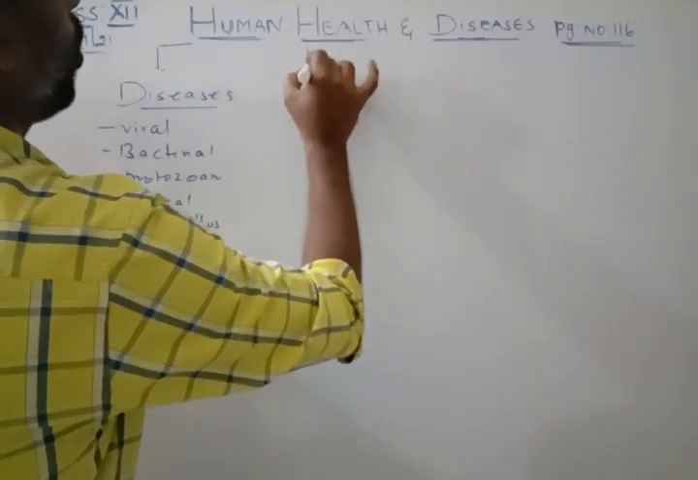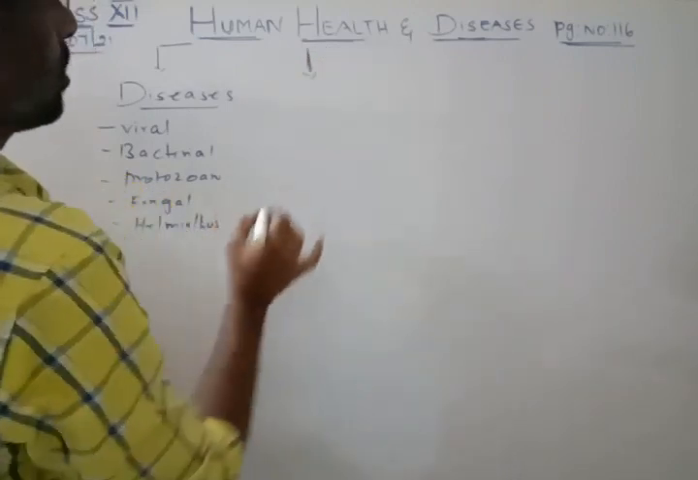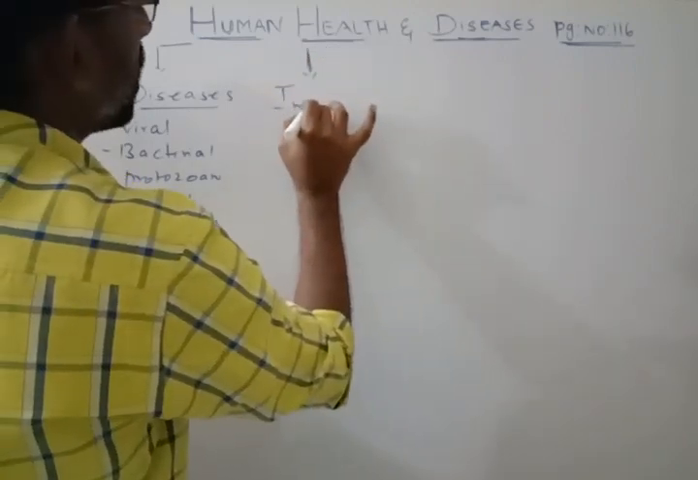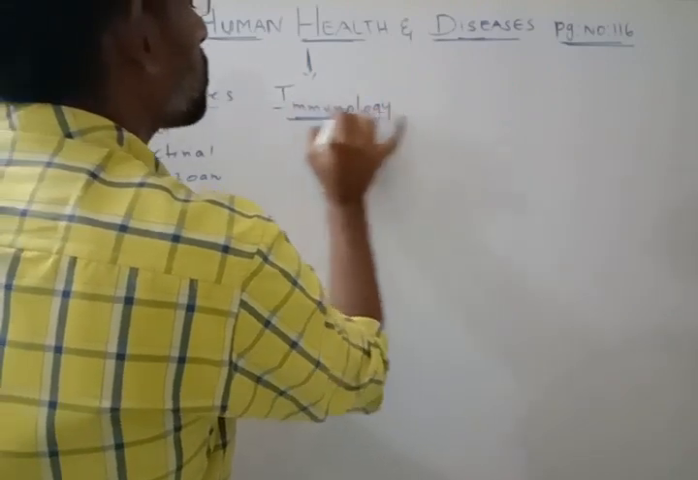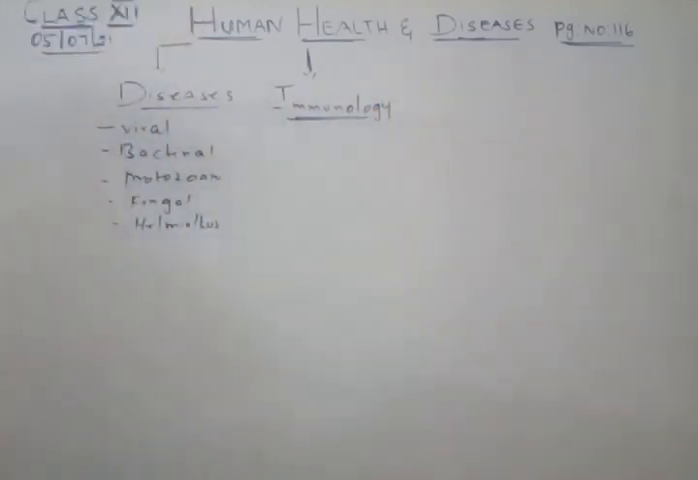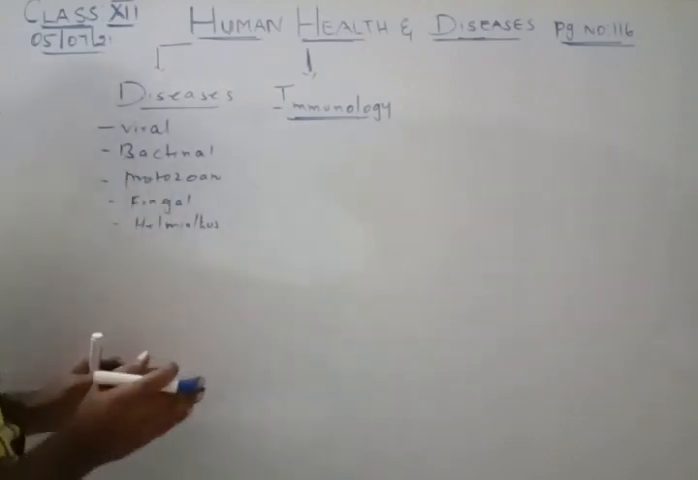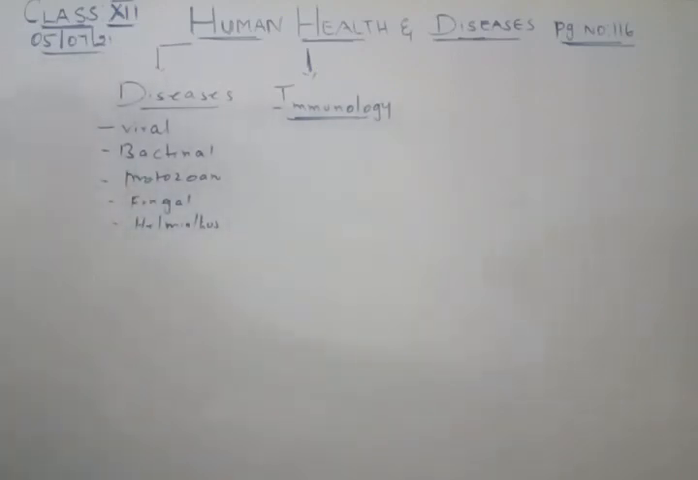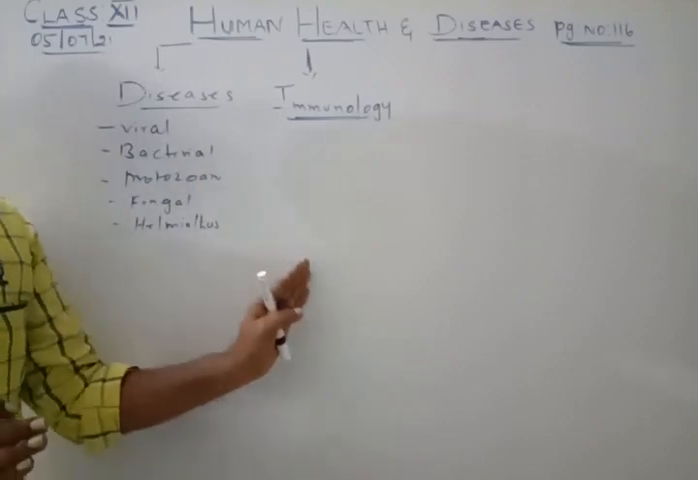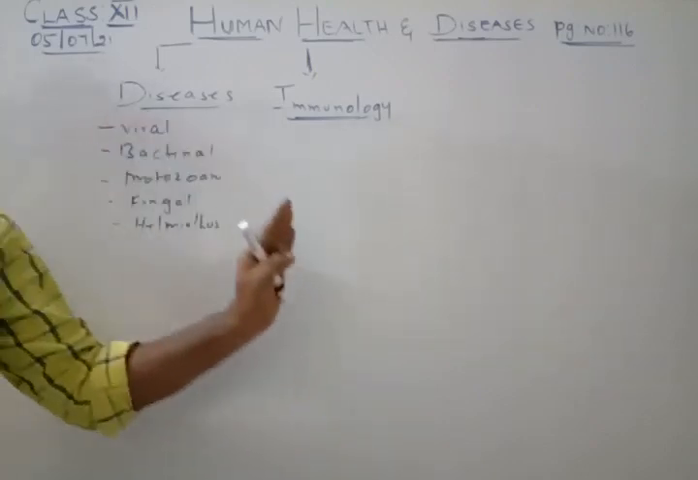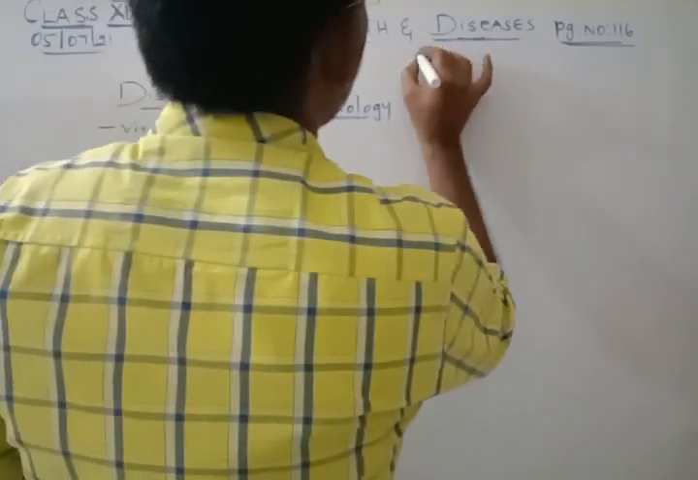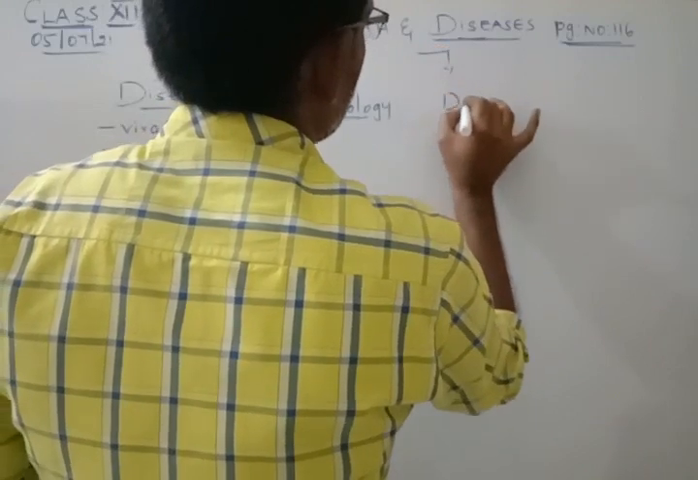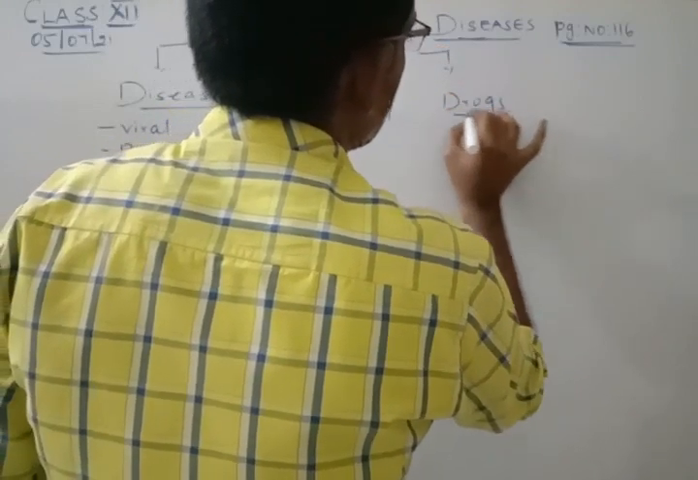And the second topic that we are going to discuss here is the immunological part. The immunological part is the body's defense mechanism against these diseases. How your body is acting against these diseases, how your body is preventing the microorganism that is causing disease. So that is what we are going to discuss in the immunological part. And finally we are going to discuss some drugs as well as adolescence.